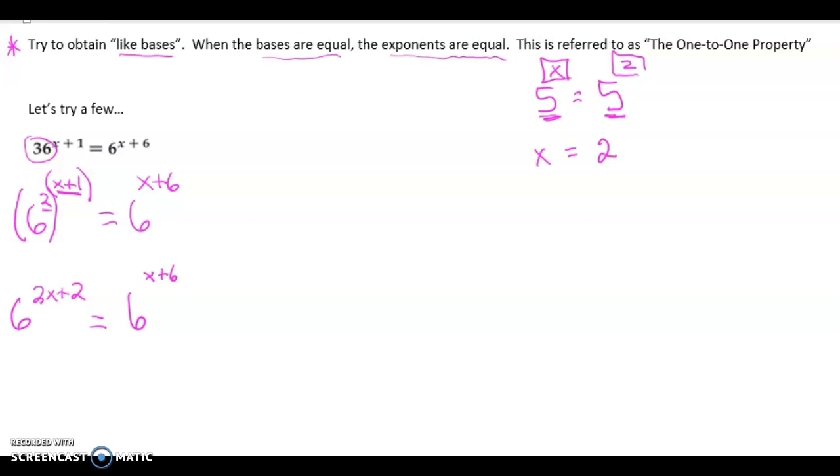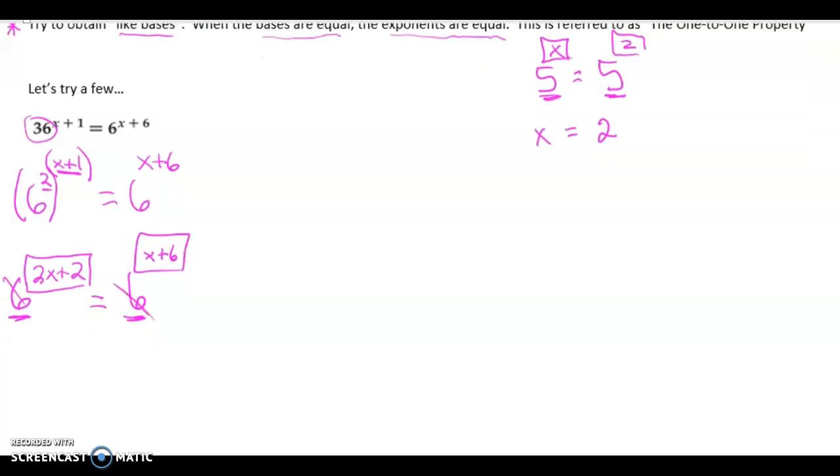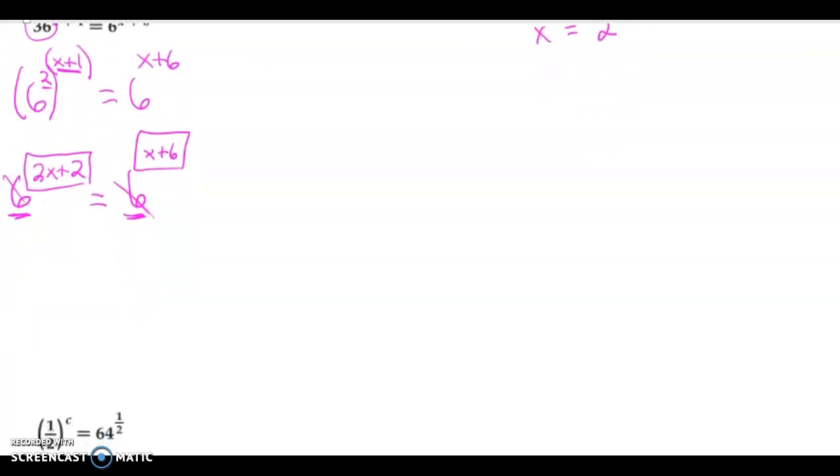That's a place where we can make a mistake if you forget to distribute. So be careful. Now that my bases are equal, then my powers have to be equal. So I'm going to drop my bases and I'm going to set my exponents equal to each other. So 2x plus 2 would have to equal x plus 6. And now we solve for x. So I'll subtract x from both sides. So I have x plus 2 equals 6. I'll subtract 2 from both sides, and x will equal 4.